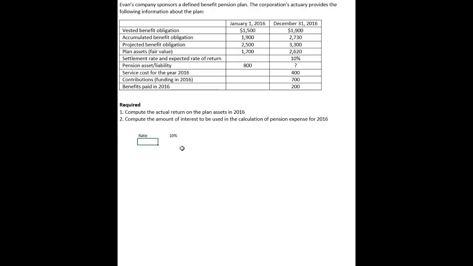And we apply that rate always to the beginning projected benefit obligation balance. So not the ending, because we're trying to calculate how much of pension expense in the current year is related to the interest expense. So you take the beginning amount, because it's the beginning of the year amount, multiply it by the rate, the discount rate, settlement rate, and you get $250. So the $250 is the amount of interest expense that would be used in the calculation of pension expense for 2016.